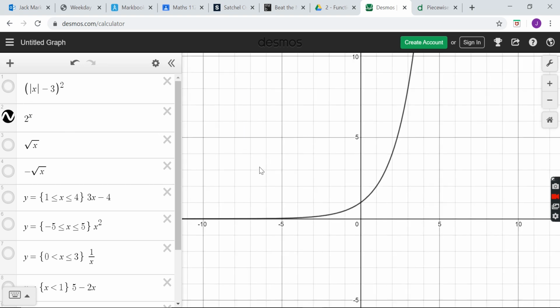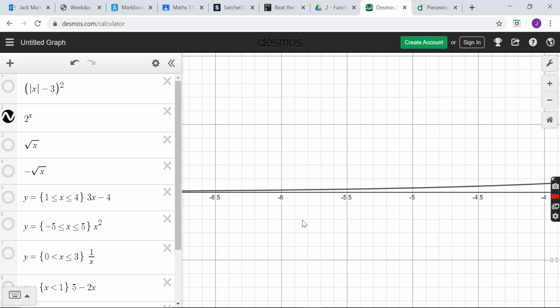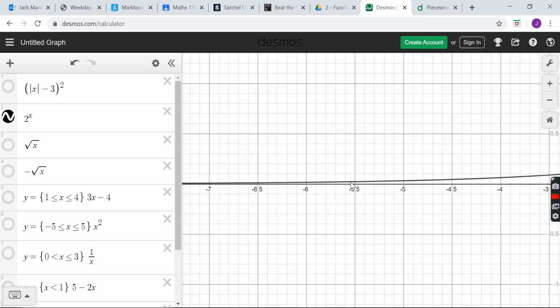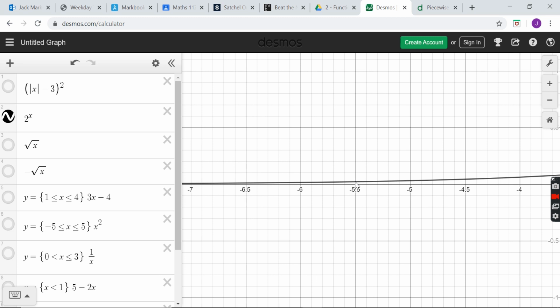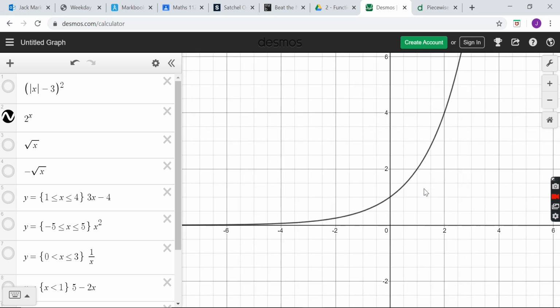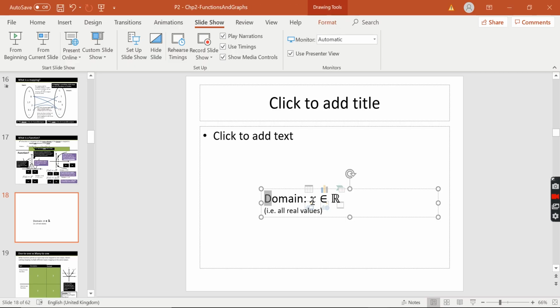Let's pick 2 to the power of x. If I pick a value like minus 5.6, does it have one specific y output? Yes, it does. It's a very low number, of course it is, because it's an exponential graph. But it does have one specific output when I say that the domain belongs to all real numbers.